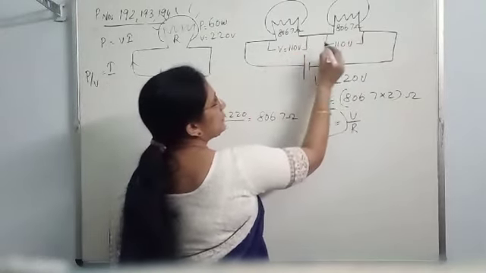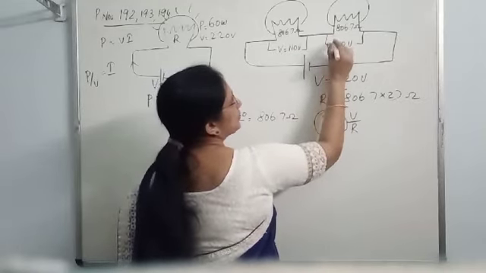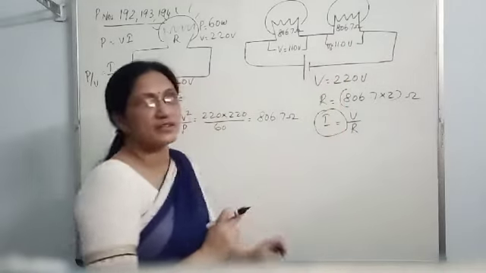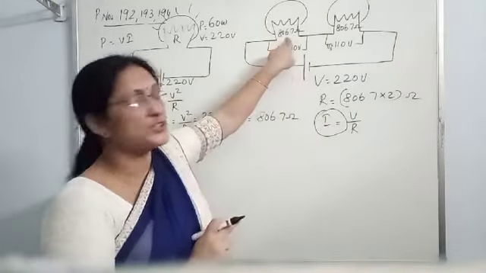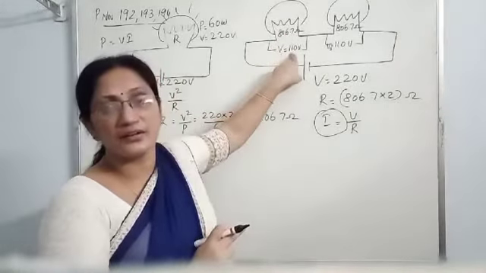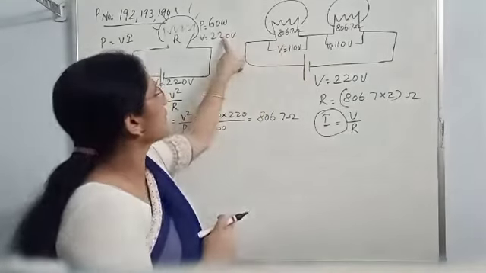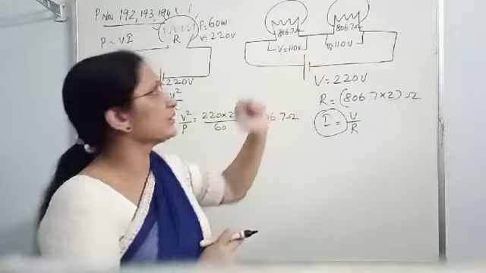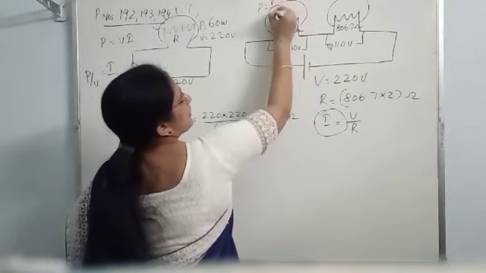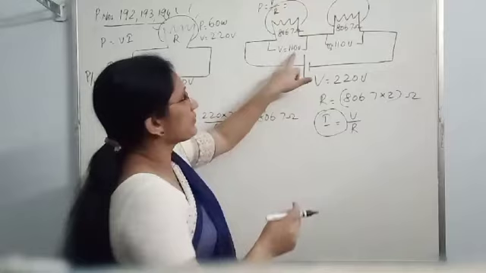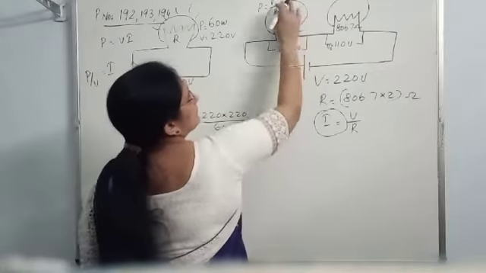V1 plus V2, that is equal to V. That is the characteristic of series circuit. So the voltage available for each bulb is only 110 volt. The required voltage is 220, that much is not available. So power of this bulb will be V square by R. V square means 110 square.